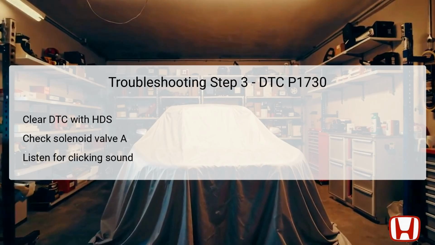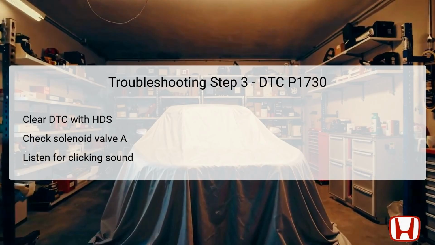Proceeding to the third troubleshooting step, again clear the DTC using the Honda Diagnostic System, HDS, to reset the error codes. Next, select the testing option for Shift Solenoid Valve A within the miscellaneous test menu of the HDS. This step is crucial as it tests if solenoid A is functioning properly.